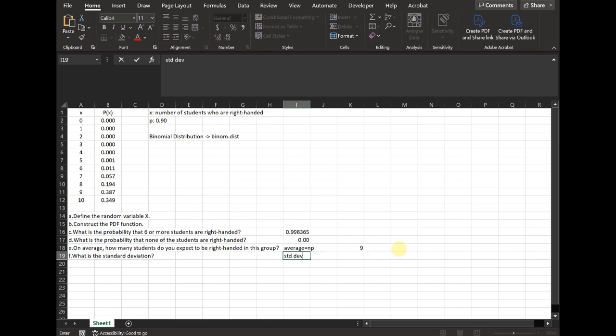So for the standard deviation, again, that is its own formula. This is going to be the square root of NPQ. So I can just type that into Excel. My N is 10, my probability of success is 0.9, and then Q is your probability of failure, so you always take 1 minus P. So this will be 10 times 0.9 times 0.1. So my standard deviation in this case will be 0.948 and some change. Okay, and so that's what we've got for that one.